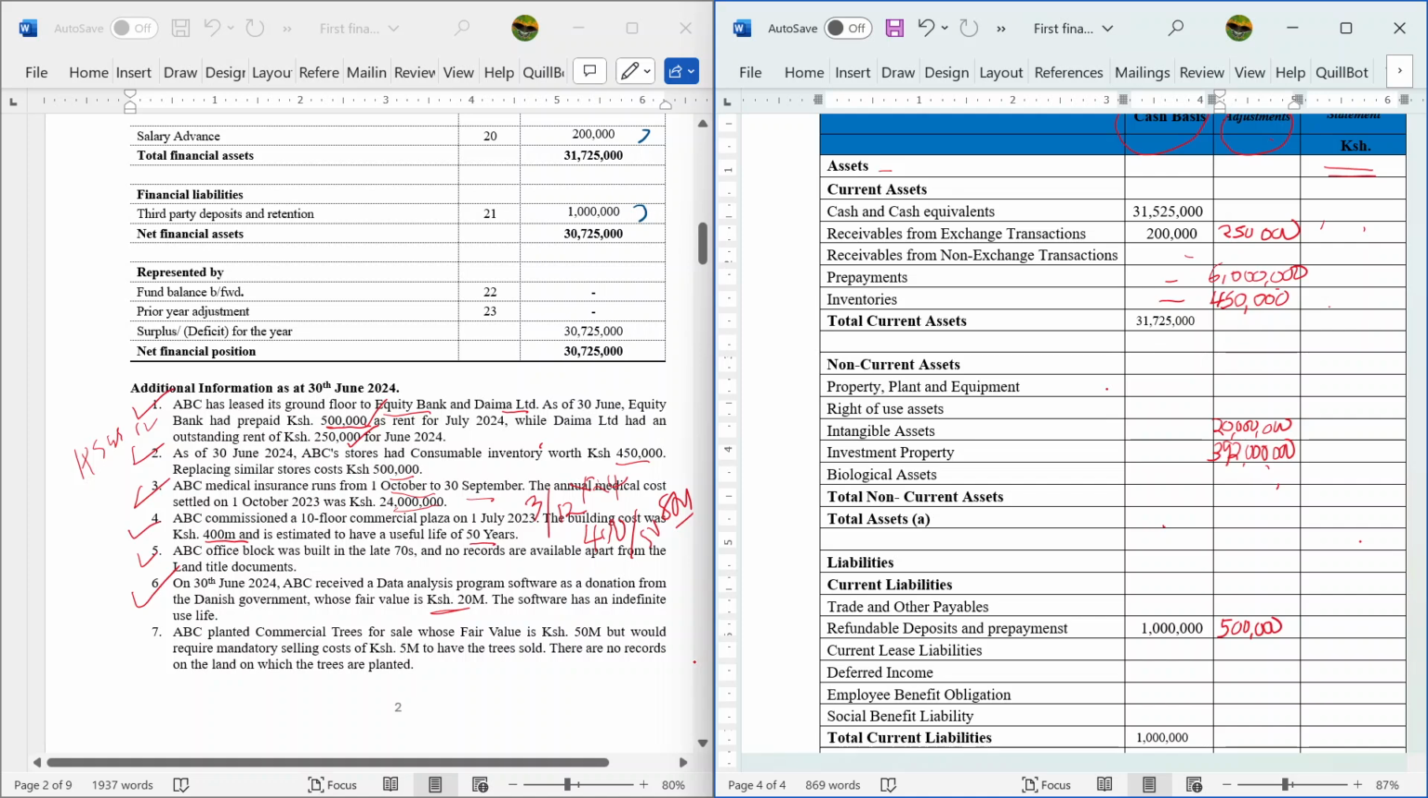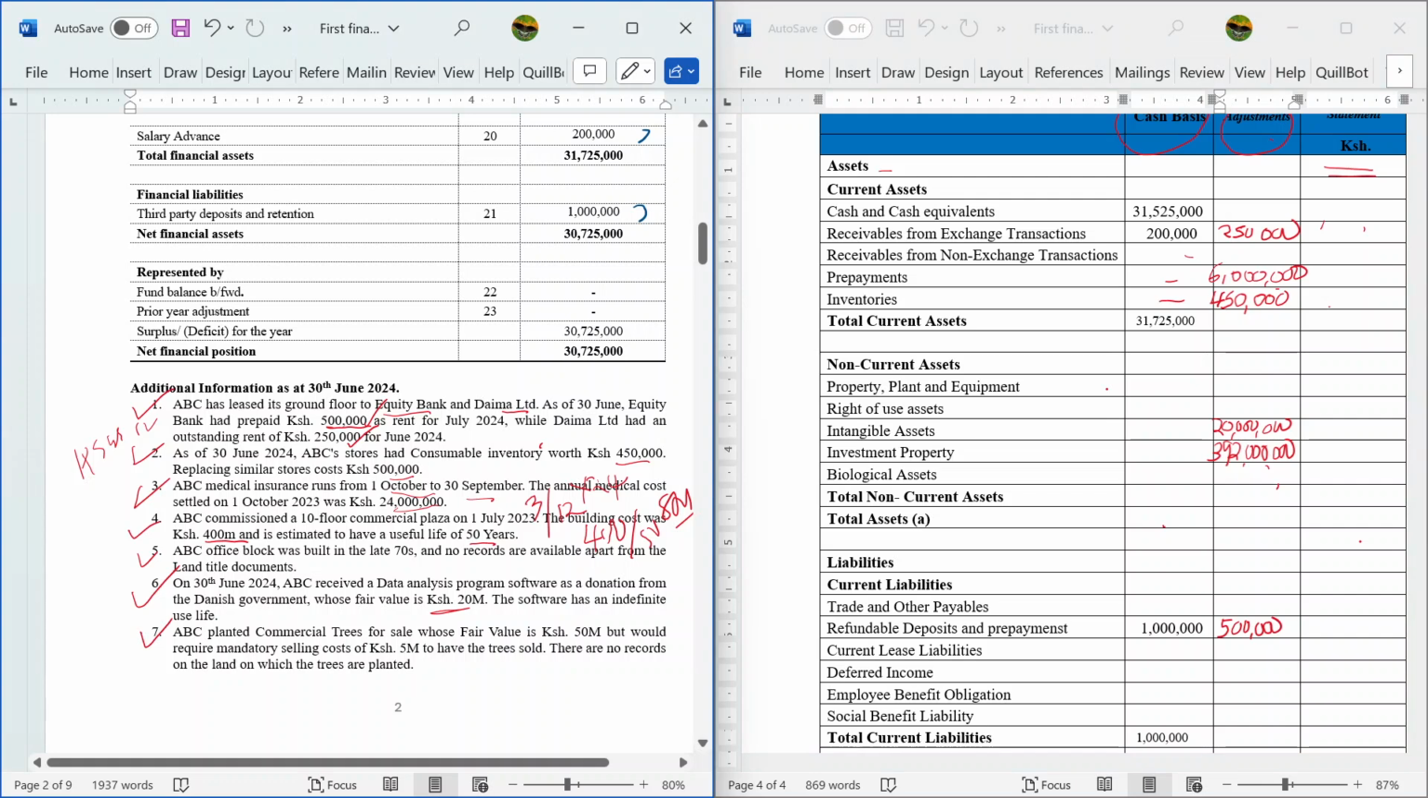So assets can be tangible or intangible. Tangible is what you can touch and feel. Assets can also be current or non-current. Current is when you are using it for consumption or to sell within 1 year, or you are to receive it within 1 year. Anything more than 1 year is a non-current asset. Let us go to number 7.